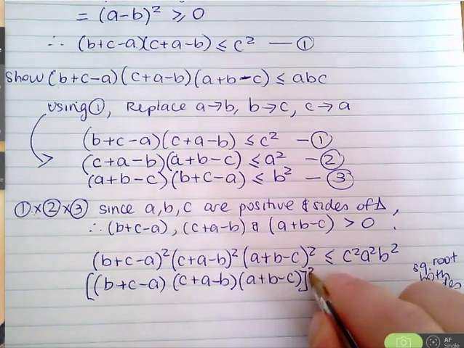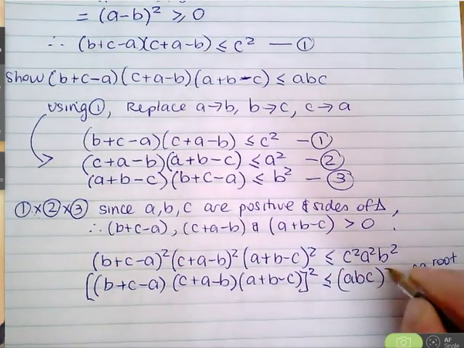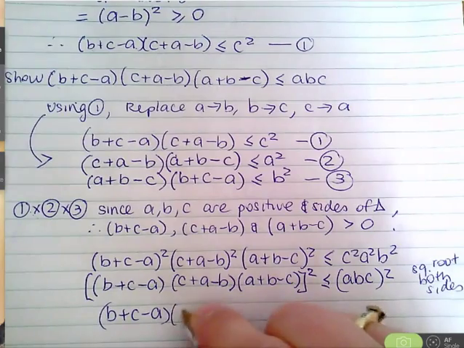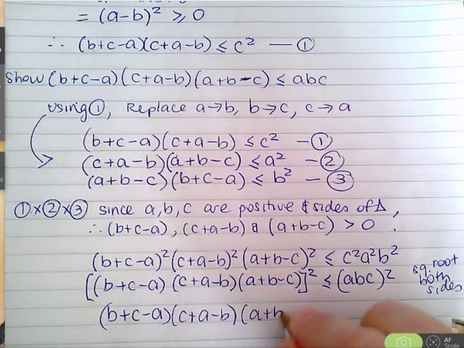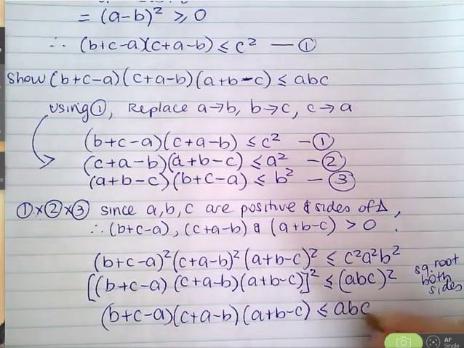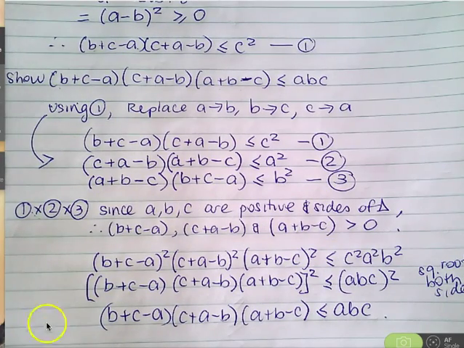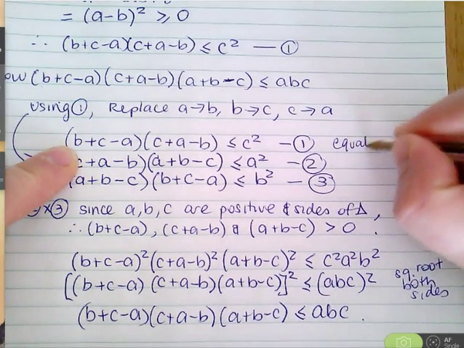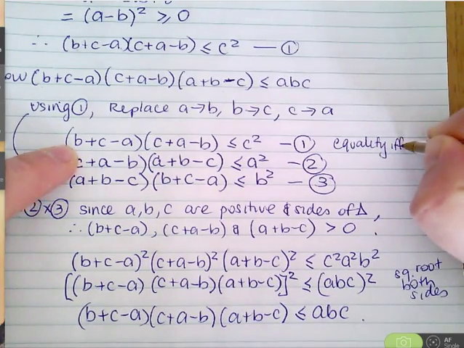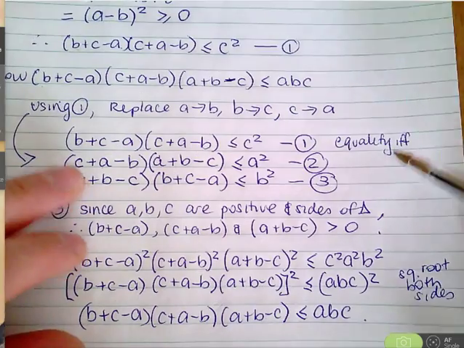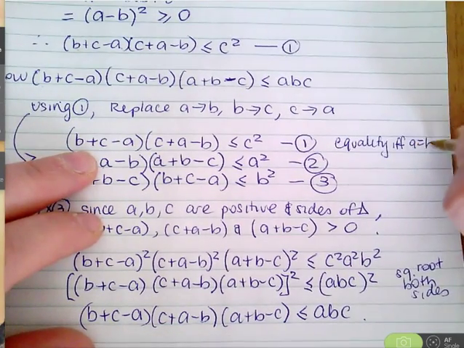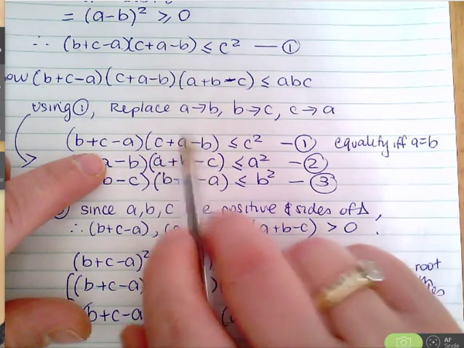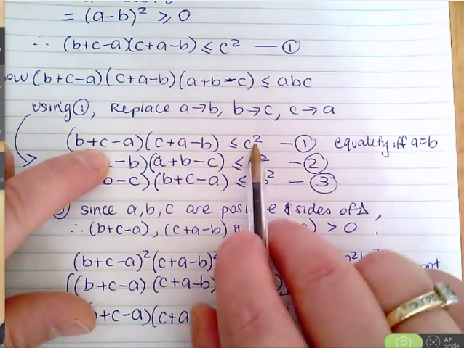Actually, before you do that, you can write that both sides are equal to that, and then if we square root both sides, you get B plus C minus A times C plus A minus B times A plus B minus C is less than or equal to ABC, which is as required. Okay? Now here, we will have equality if and only if, and we'll just see, one sec. So here we'll have equality if and only if A equals B. That's because if A was equal to B, then B minus A would be 0, and A minus B would be 0, so C times C would be C squared.